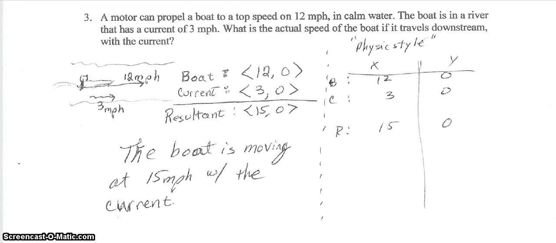Okay. So you've got a motor on a component, top speed 12 miles an hour in calm water. That just means no waves. It means there's no current, nothing pushing the boat one way or another. And the boat is in a river, current of 3 miles an hour.